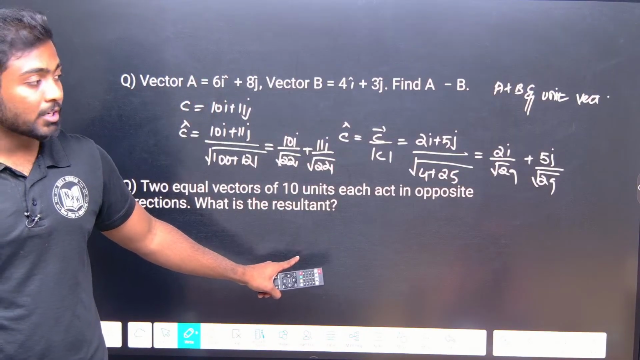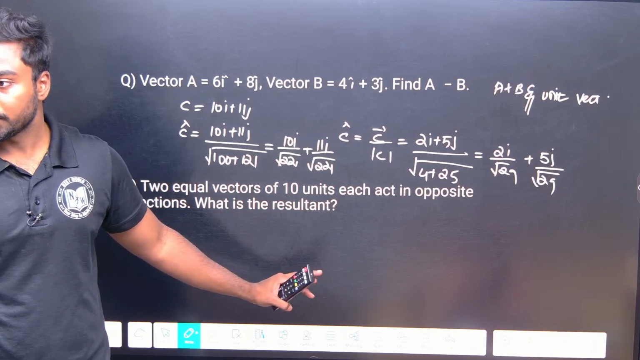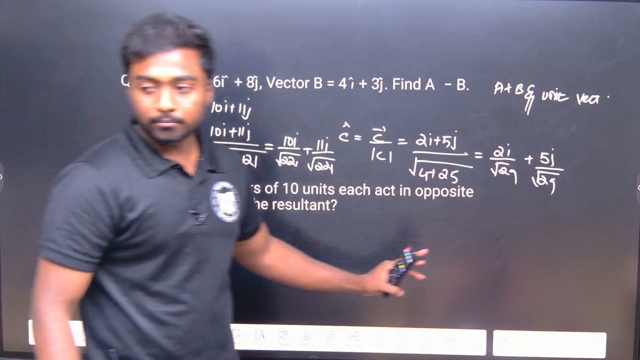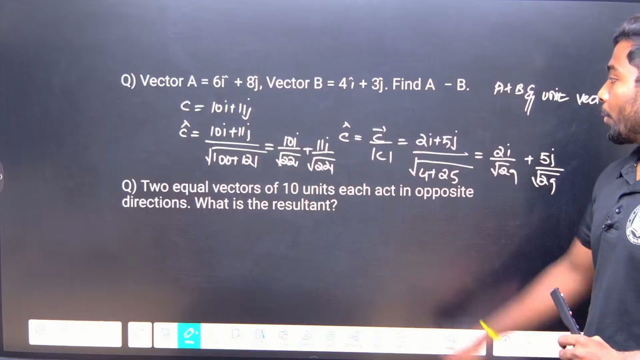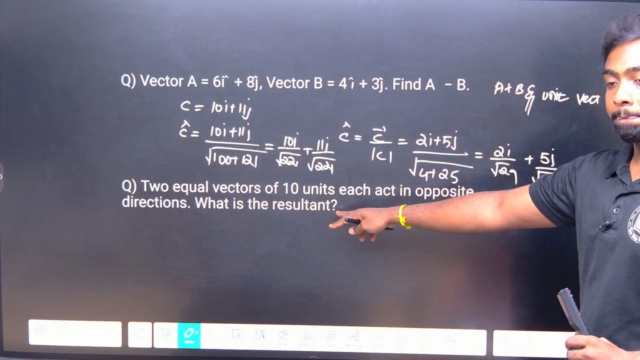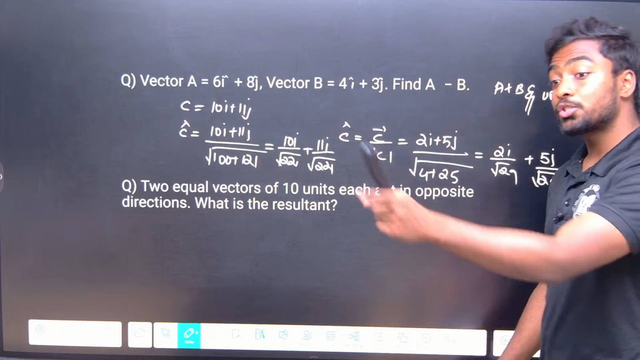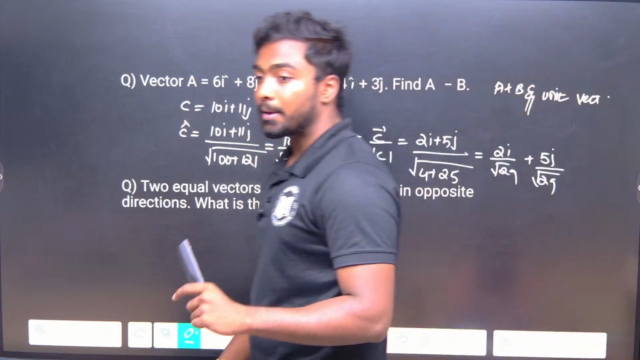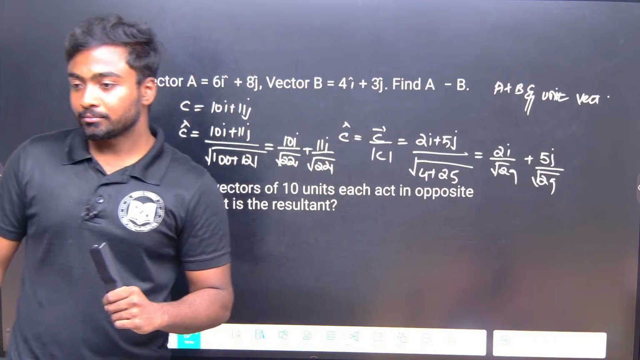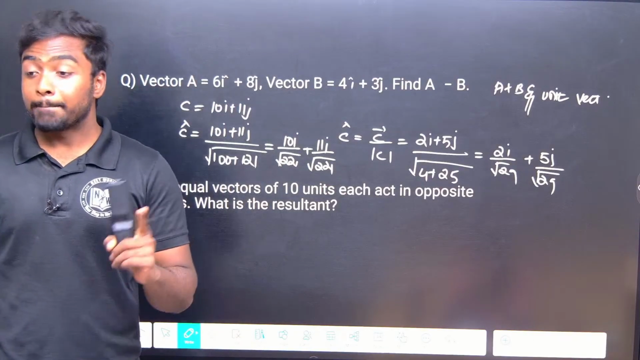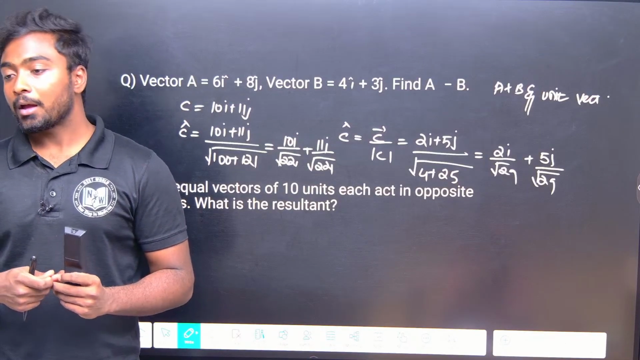Any doubt in this question? Sir, cos 180 minus 1. Okay, the answer is resultant is 0. Find it. Two vectors, equal vectors, equal, opposite in direction. A square plus B square minus 2AB. 100 plus 100 minus 2 into AB, AB of minus 1.